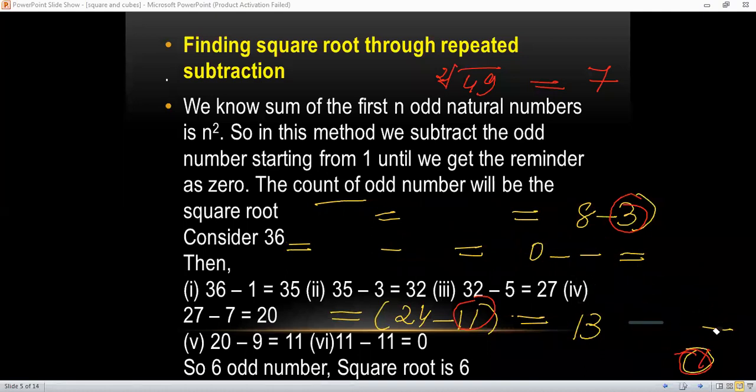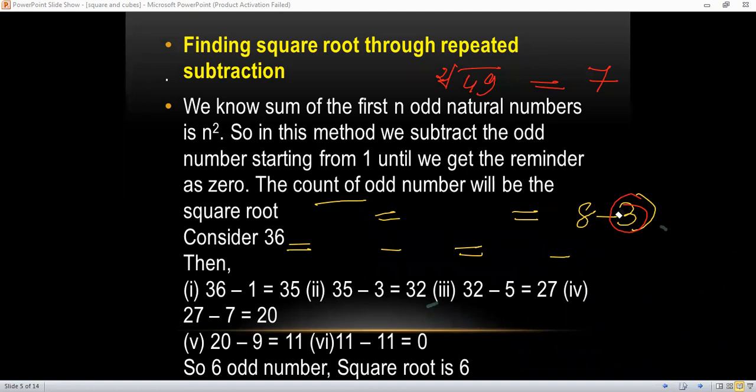Now moving to the next topic. In the next topic, we are going to estimate the number of digits in a square root.